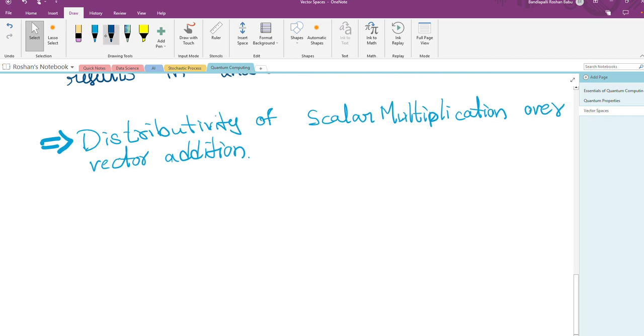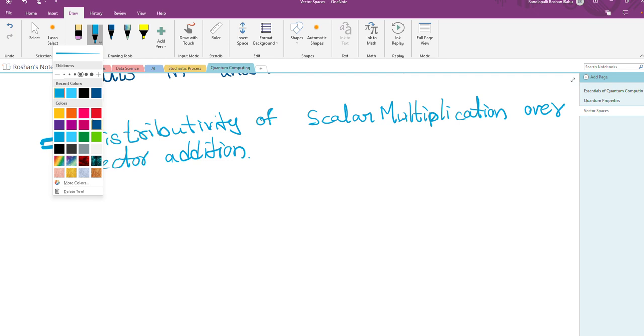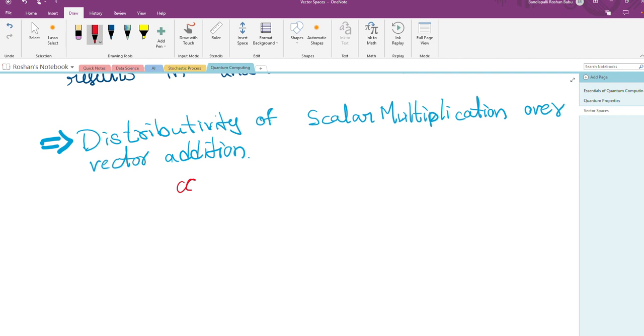By reading only, we understood that we are going to multiply a scalar with the addition of vectors. That means let's consider our scalar is alpha and the vector addition is u plus v. Okay, it will result in again two vectors only.